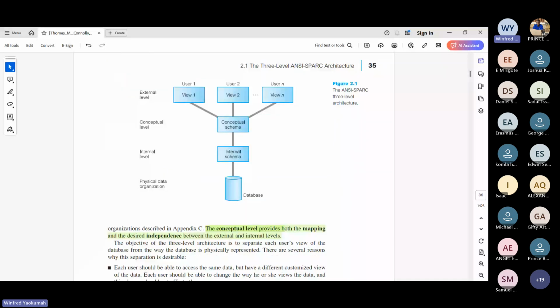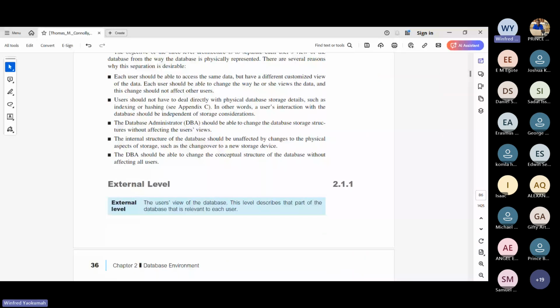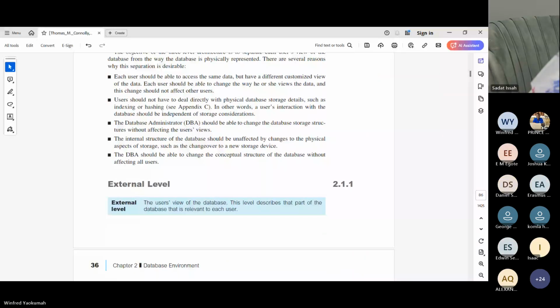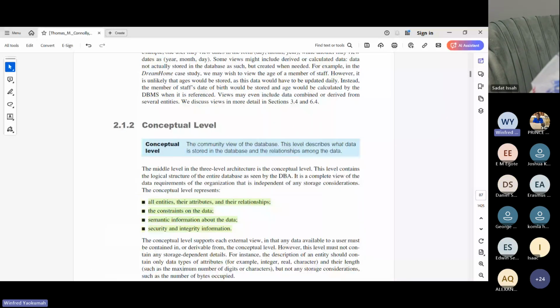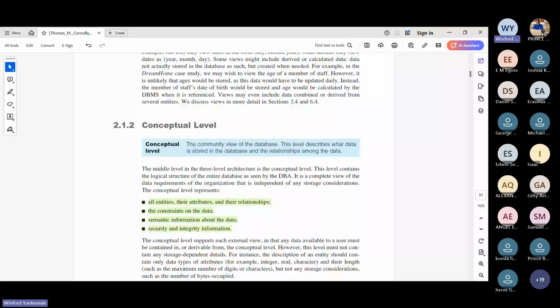Now, the next level is the conceptual level. That is the community view of the database. This level describes what, so take note of the word what, data is stored in the database and the relationship among the data.